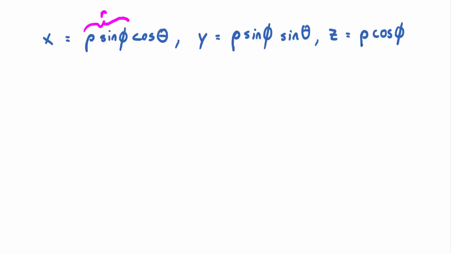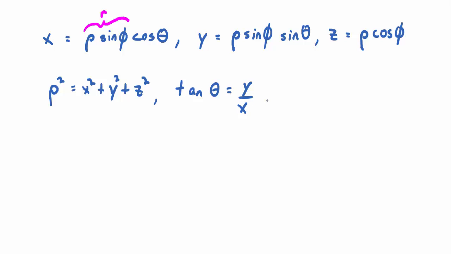Okay, so again, that's rho right there. So 3 very important equations to know. Here's a fairly obvious one, hopefully. Rho squared is going to be equal to x squared plus y squared plus z squared, which is just the distance formula between the origin and the point in space, right? Tangent of theta is still y over x. That hasn't changed. And the other one is kind of there implicitly, the fact that r is equal to rho sine phi.